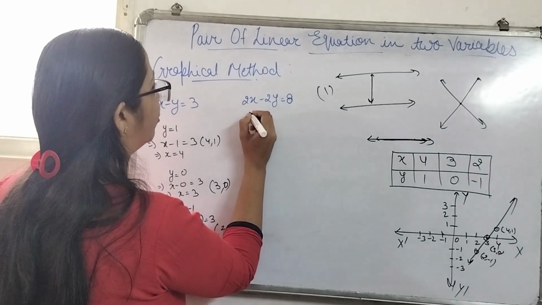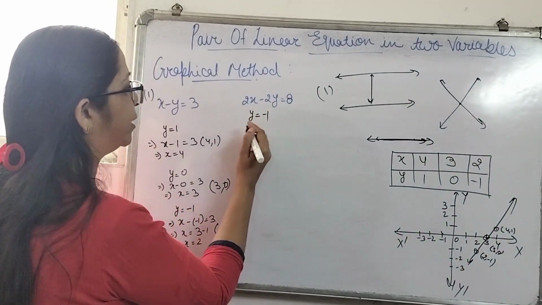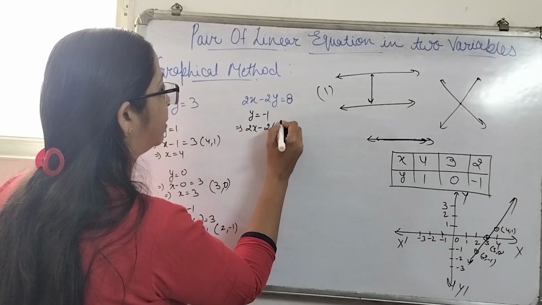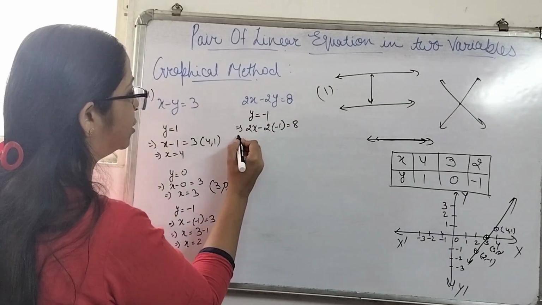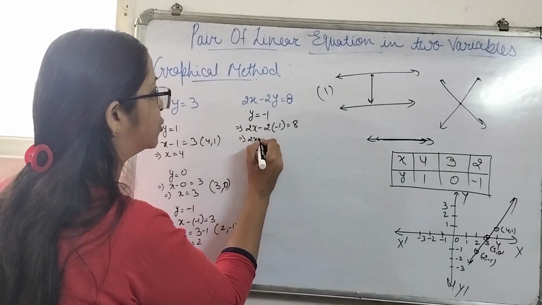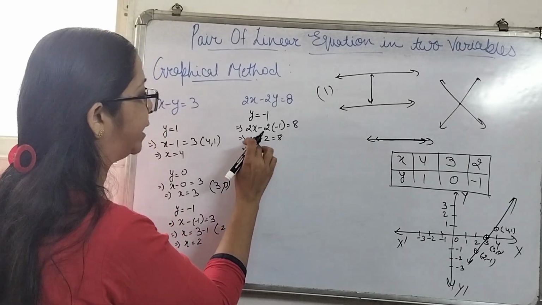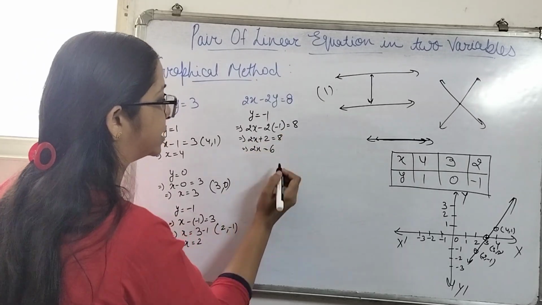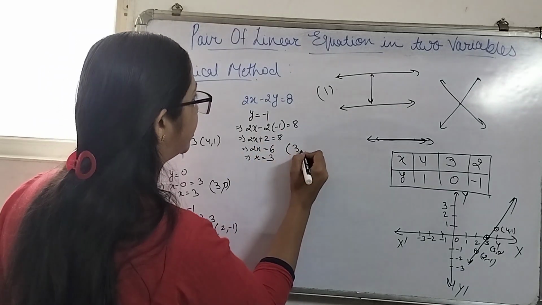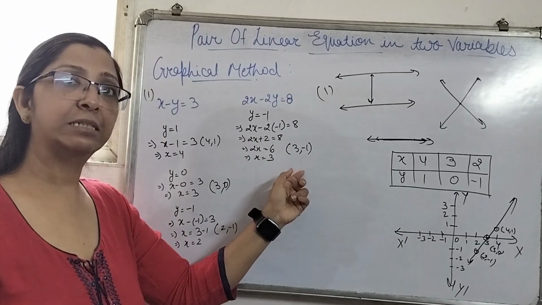Suppose I am taking y is equivalent to minus 1. If I take y equal to minus 1, 2x minus 2 multiplied by minus 1 is equivalent to 8. So it will become 2x, minus minus will become plus 2, is equivalent to 8. Or we can say 2x is equivalent to 8 minus 2, that is your 6, and x will be 3. So the first coordinate is (3, minus 1). When the value of y is minus 1, the value of x is 3.